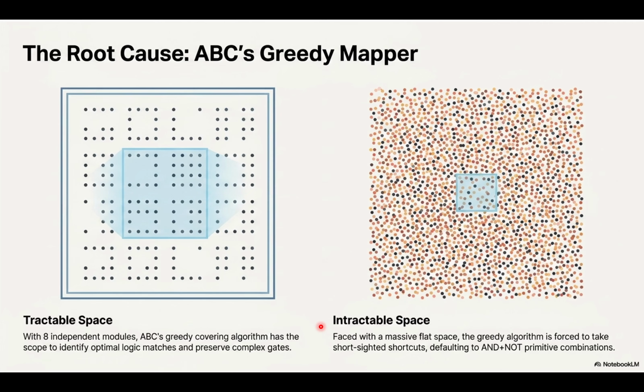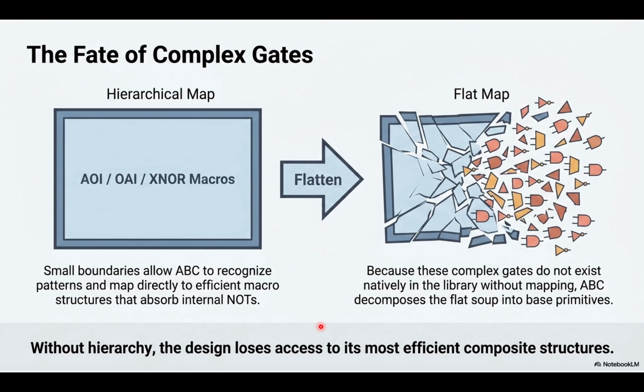The library contains prepackaged clusters of logic macros known as AOI, OAI, or XNOR gates. These complex macros can do the job of 4 or 5 basic primitives in a single, highly optimized unit. Wow. Crucially, these complex gates often absorb inversions. They handle the NOT operations internally without needing a separate, standalone NOT gate. So when the algorithm is packing the design room by room, module by module, it has the focus to find these clever space-saving macros.